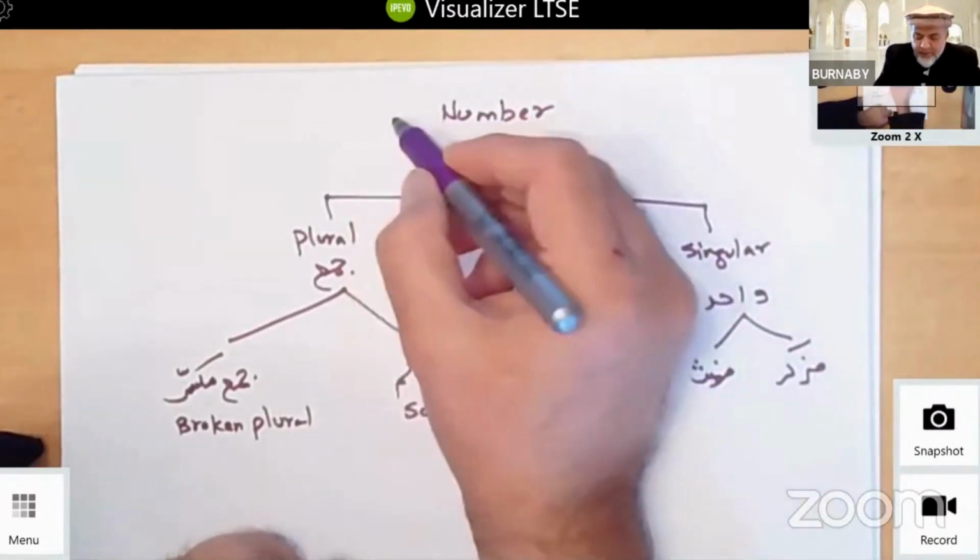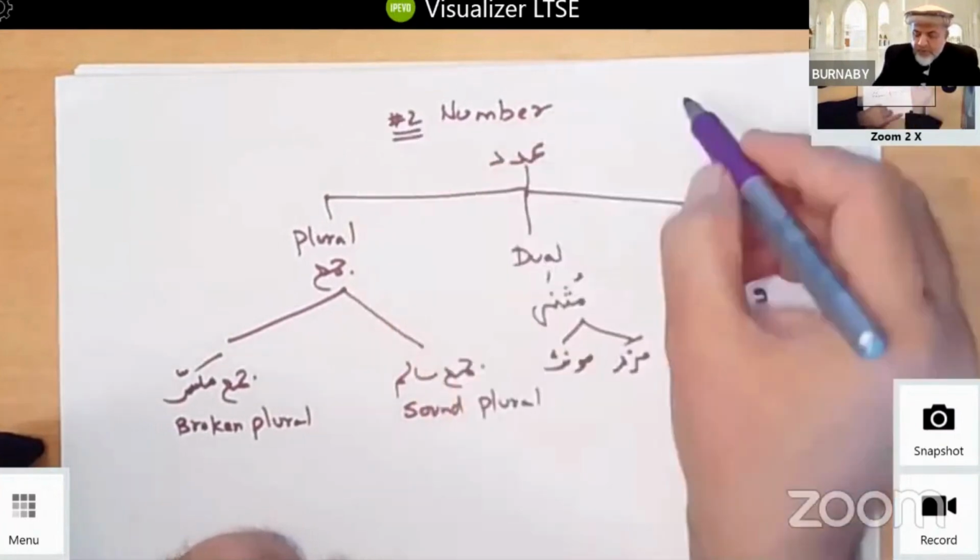This is property number 2. We are saying this is property number 2. What is property number 1?